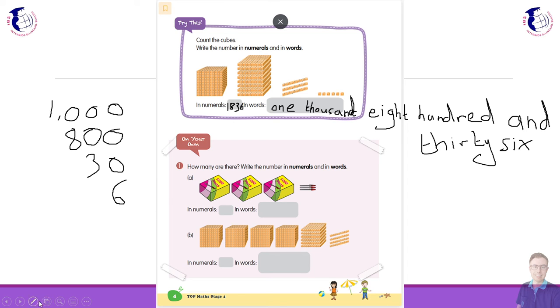Okay. Next we have an on your own box. Let's see what we've got here. How many are there? Write the number in numerals and in words. So, I suggest you should pause the video here, then try and do these yourself. And then, when you've completed it, unpause, then you can have a look at the solution.